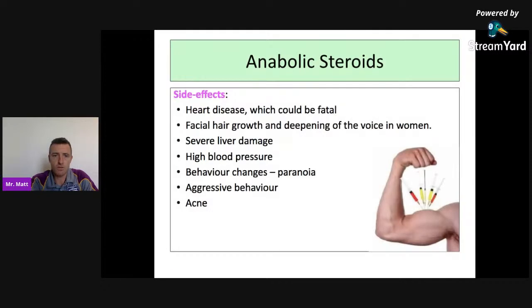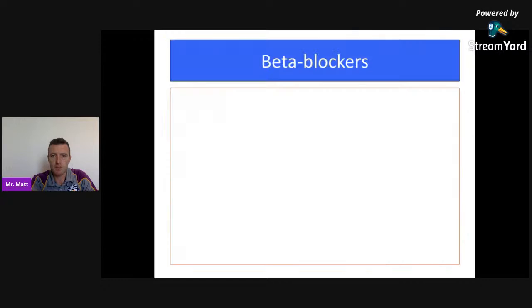Aggressive behavior, acne on the face as well. So there's lots and lots of side effects which you need to know about, which are obviously not positive for the person taking them. There's been lots and lots of cases about athletes who have been commonly using anabolic steroids, which have actually ultimately led to an early death through stroke and heart disease.